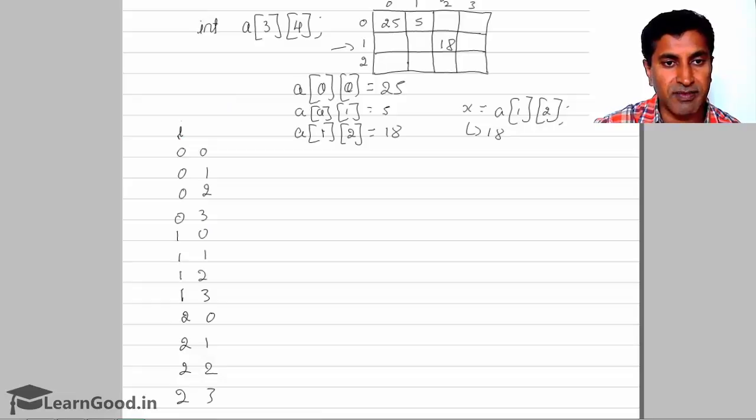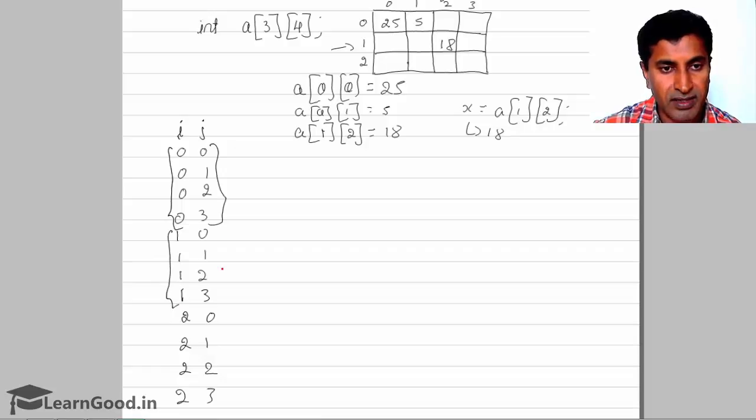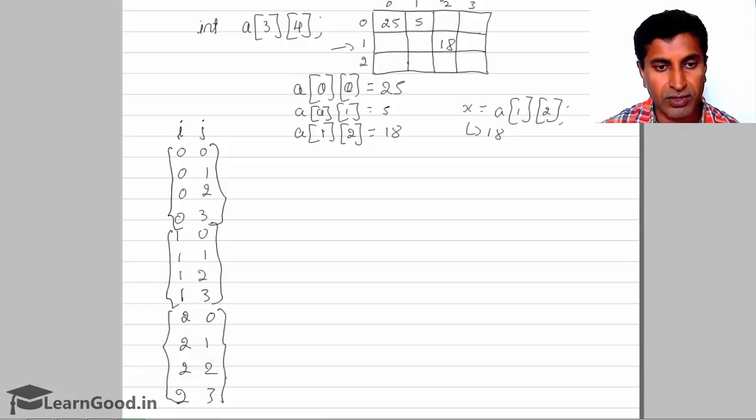So let's take that this will be generated by I and this will be generated by J. So when I value is 0, you're going to generate here 0, 1, 2, 3. When I value is 1, again you're going to generate 0, 1, 2, 3. When I value is 2, again you're going to generate 0, 1, 2, 3. So this can be done through a nested loop.